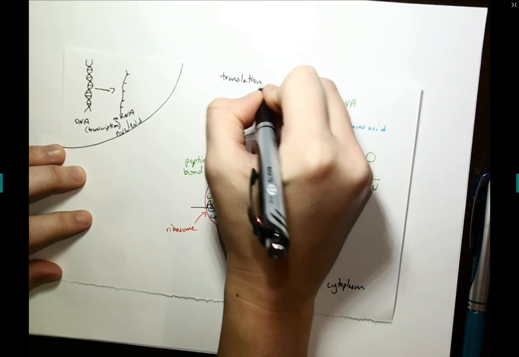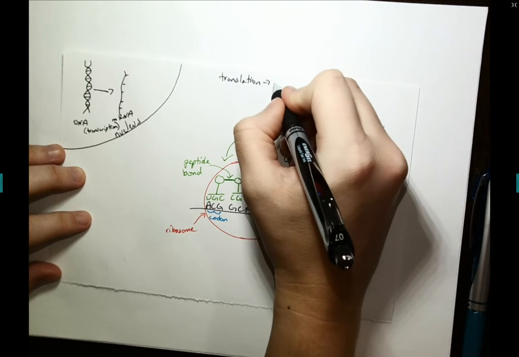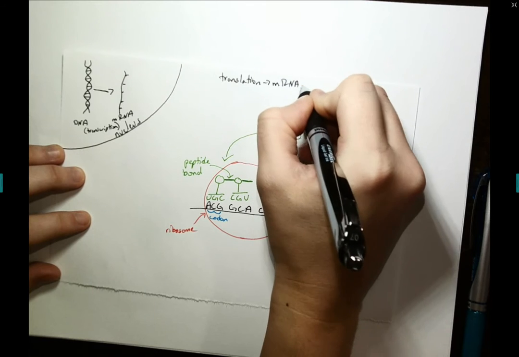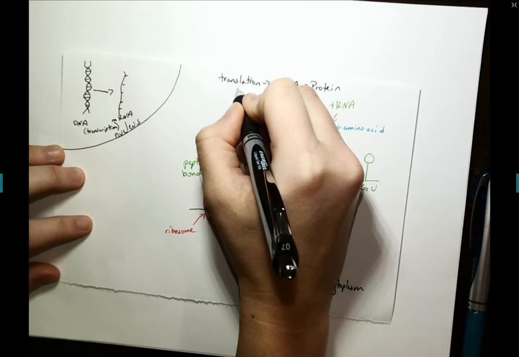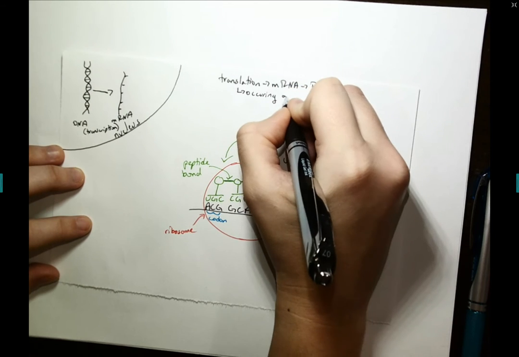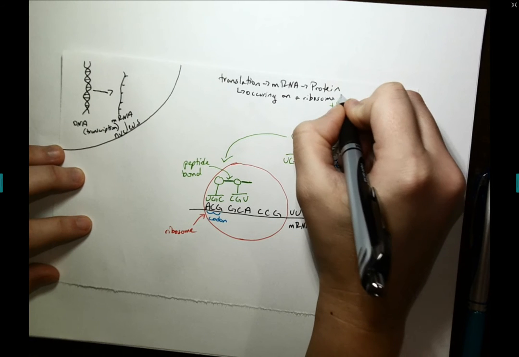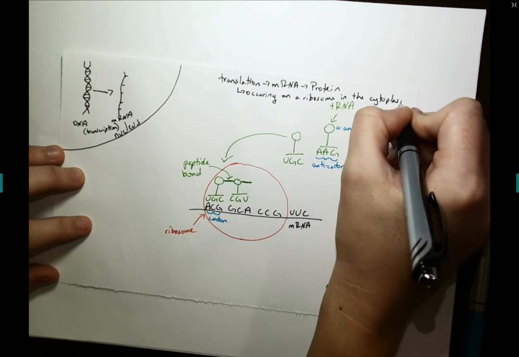Now, with protein synthesis, or specifically with translation, right, in translation, we are going from mRNA to a protein, right? And this is occurring on a ribosome in the cytoplasm.